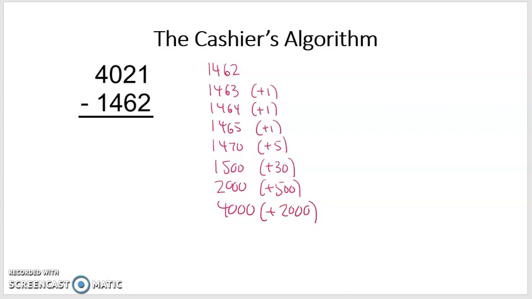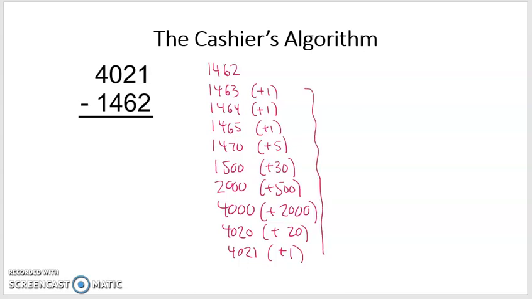And lastly, give back 20. I want to get to 4,021. Remember, I'm trying to count up from 1462 to 4,021. So I'll give back a 20 in change, 4,020. So that's plus 20. And lastly, I want one more dollar. So I'll say 4,021. As I'm handing you back these dollar bills, that's plus 1 more.